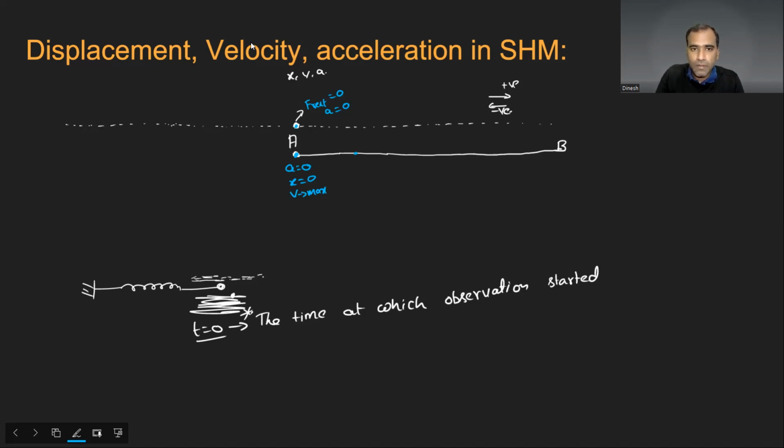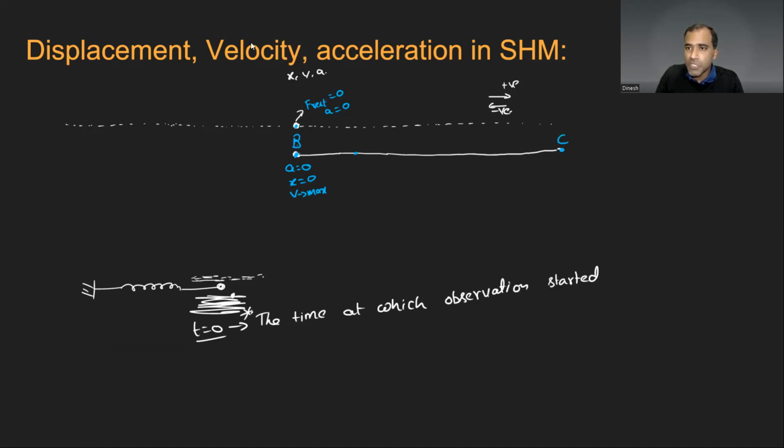Let me take small letters, because capital A we generally use for amplitude. That's why let me take small letters here just to avoid confusion. Small a is also acceleration. No, let me say this is B and this is C.